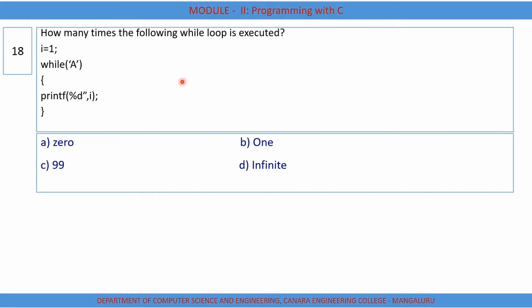Next, how many times is the following while loop executed? In this case, i is initialized to 1 and while('A') printf("%d", i). So what is the correct answer? Option A 0, option B 1, option C 99, option D infinite. Again, option D, infinite, is the right answer. Here the condition is the character 'A', so it's the ASCII value of A, which is again a non-zero value. That is why the while loop condition becomes true, and the body of the loop will be executed an infinite number of times.